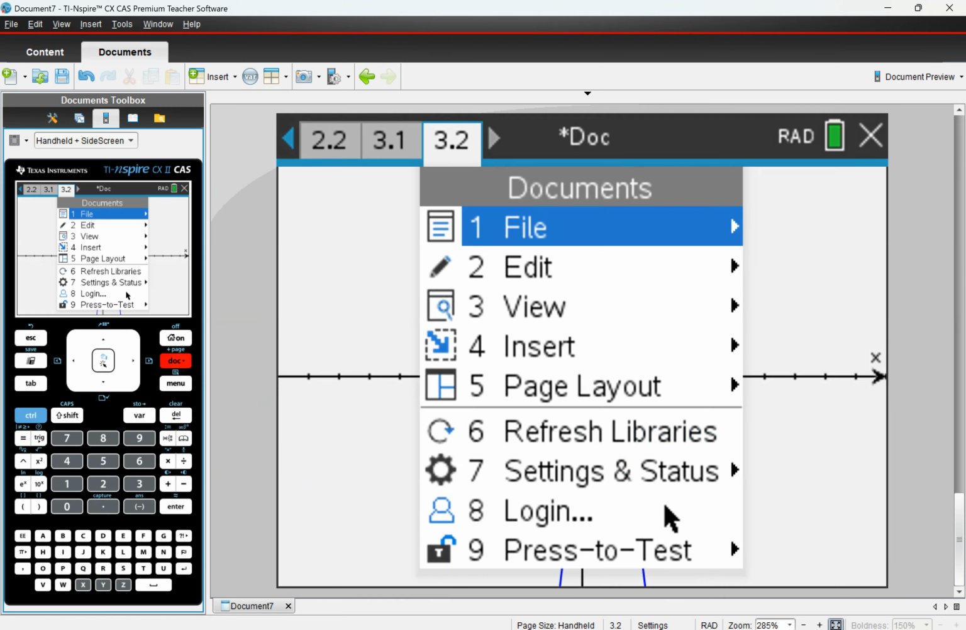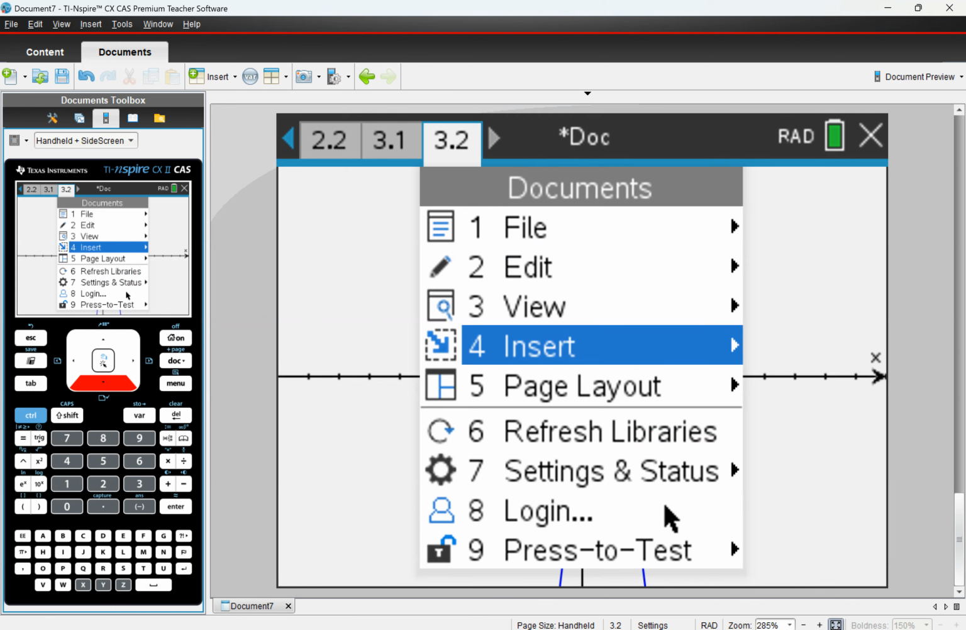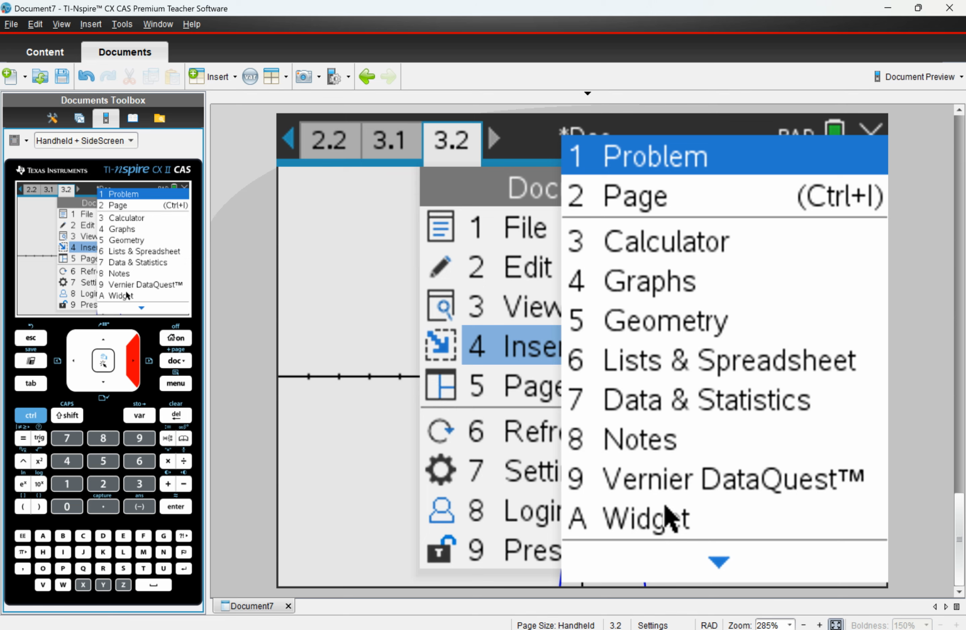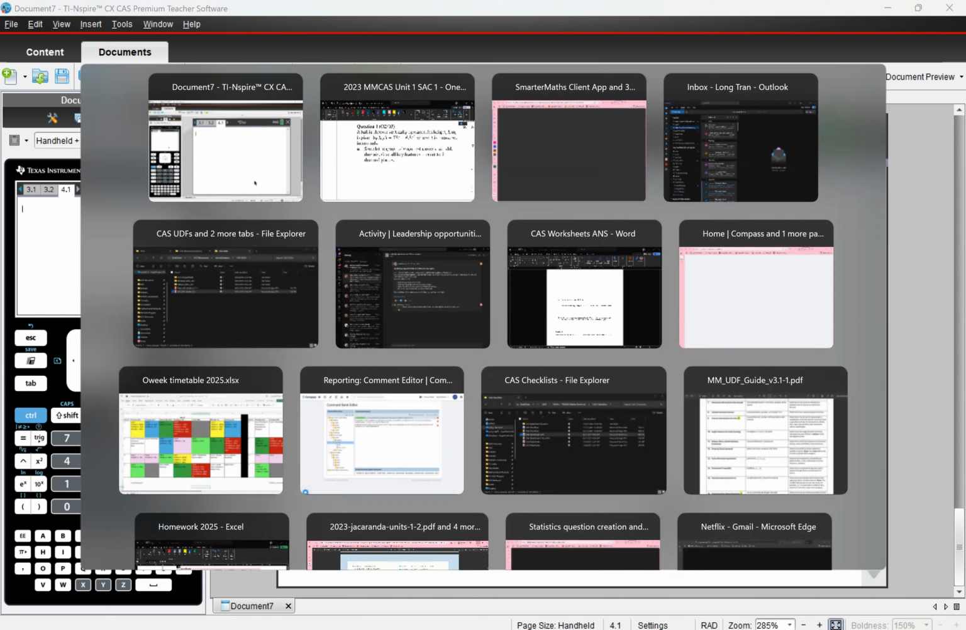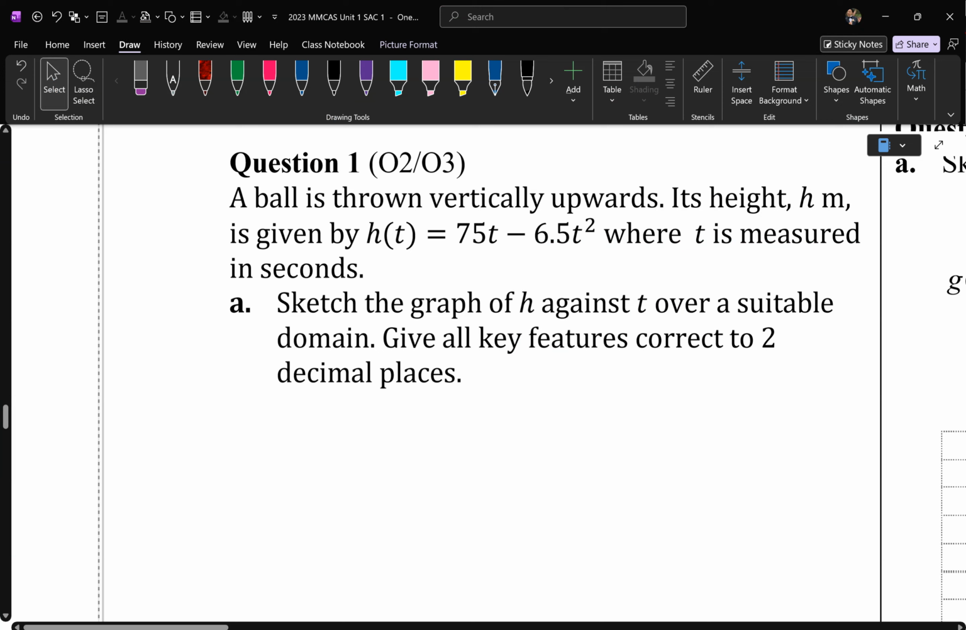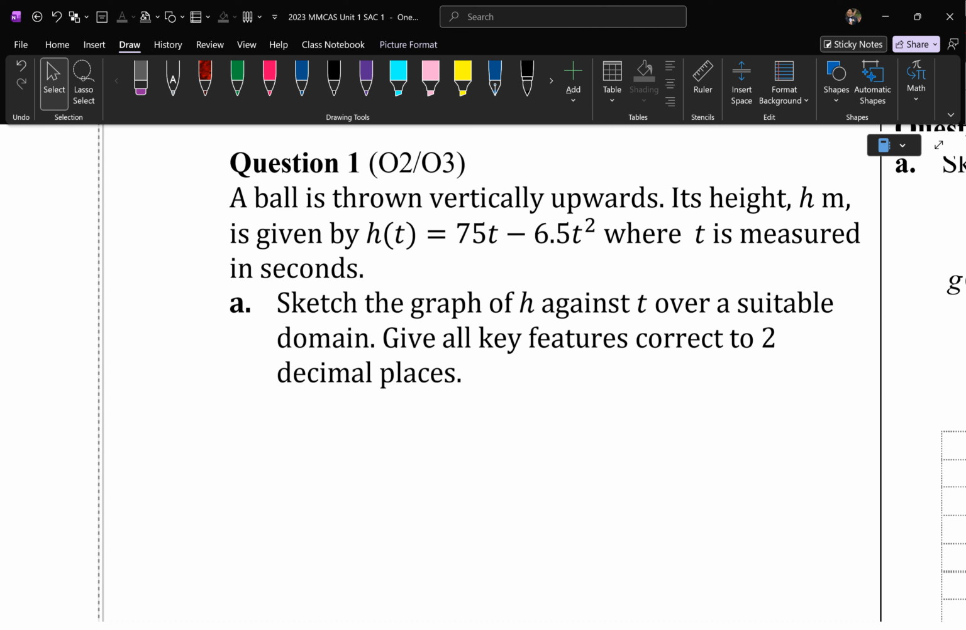So here we go. Document, Insert, Problem. So I'm on now number 4, add a calculator. So 4 now represents your extended response. Section B, question 1. Let's practice again. Here's your question. A ball is thrown vertically upwards. Its height is given by this formula. T is measured in seconds. Define that function for me.